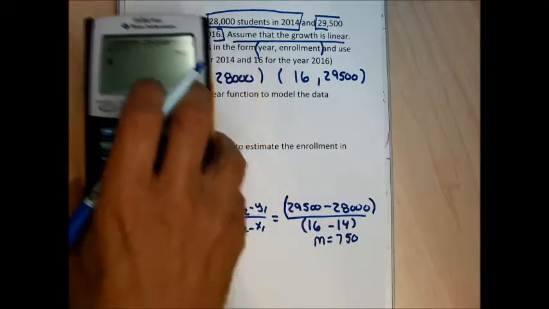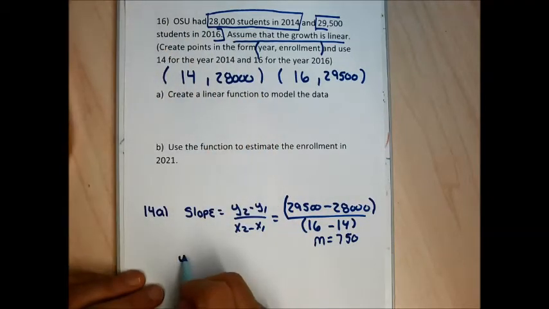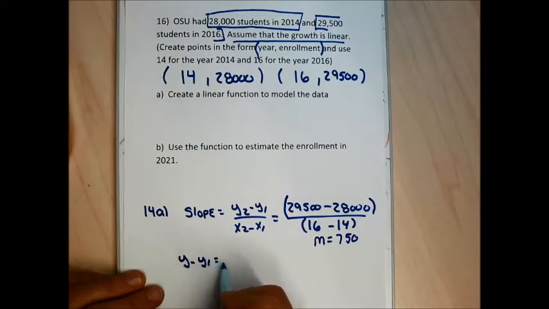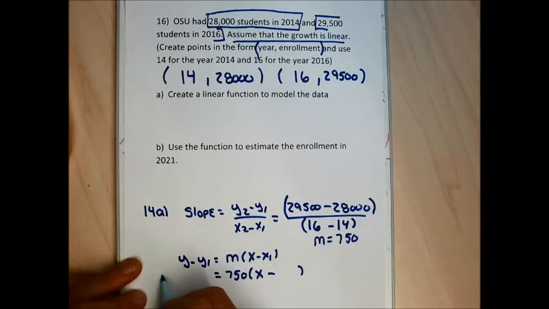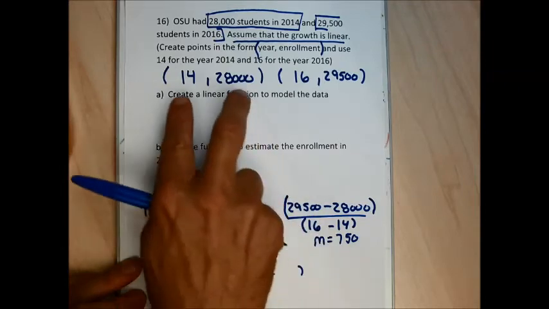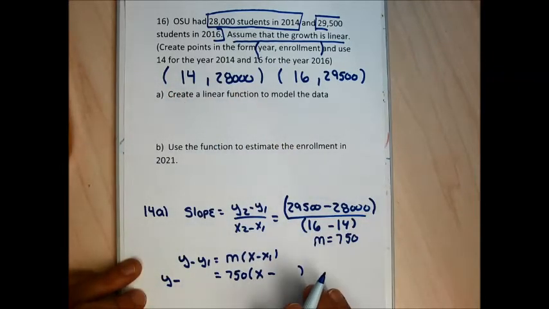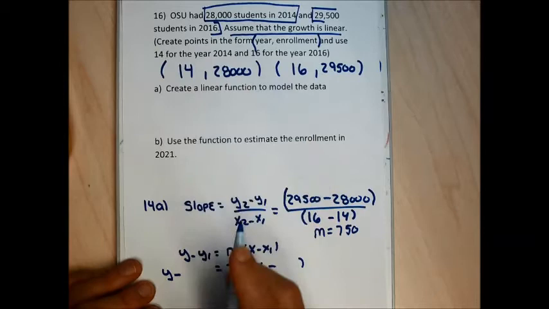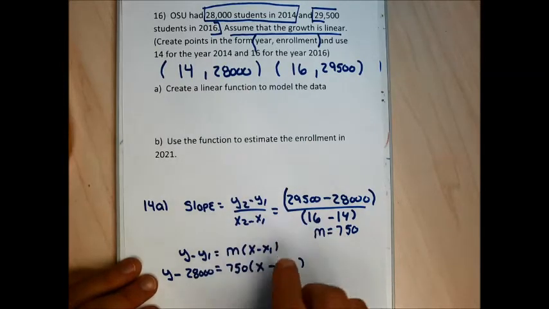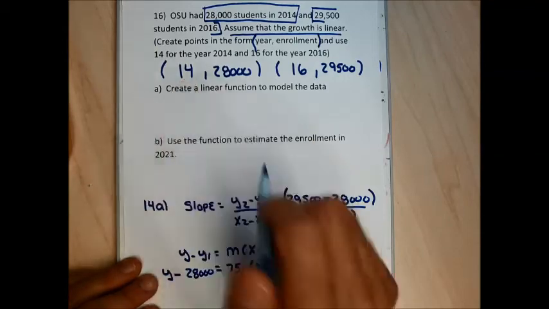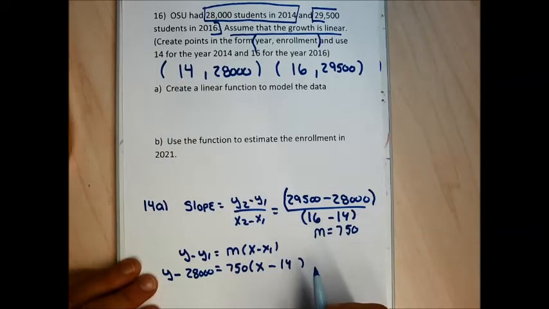And now I'm going to use the y minus y1 equals m times x minus x1 formula. In for the m, I have to plug 750. And in for the x1 and the y1, I can pick either of the points. I'm going to pick my first point just because the numbers are smaller. So I'm going to go y minus y1. I'm going to put 28,000 in for the y1 equals 750 times x minus x1. I'm going to plug 14 in for the x.